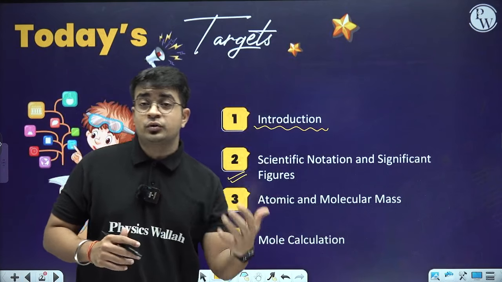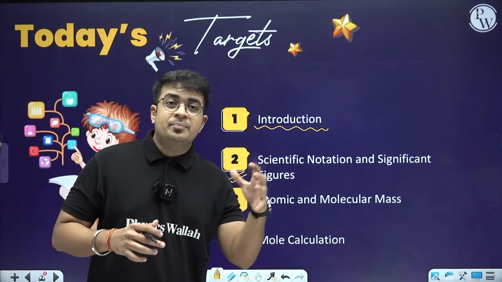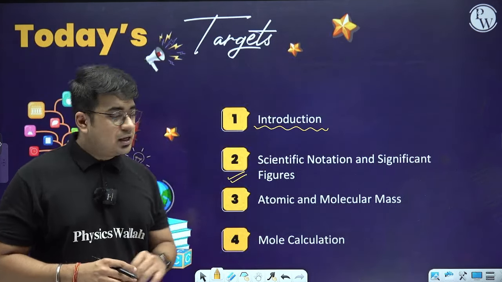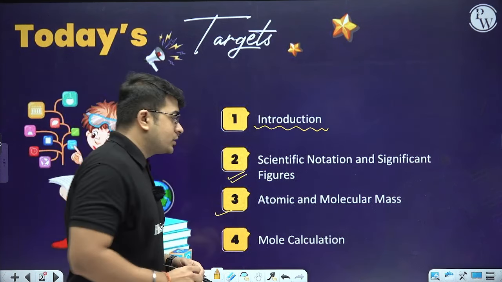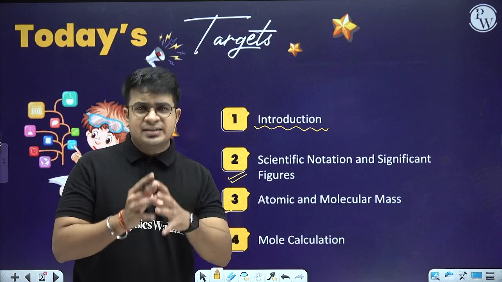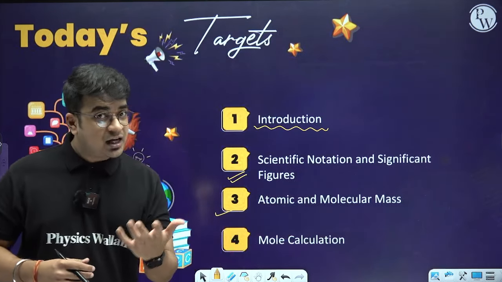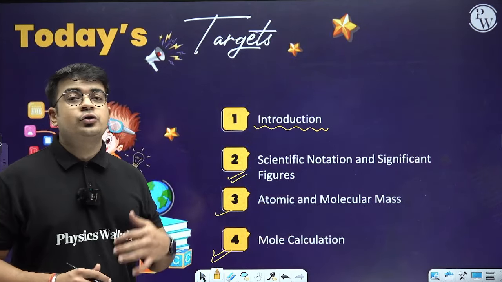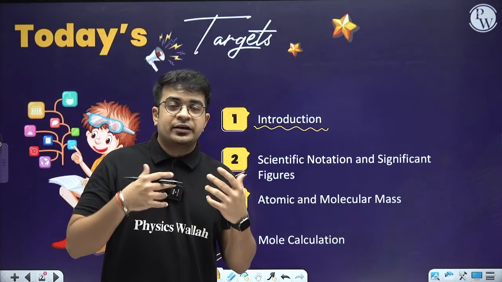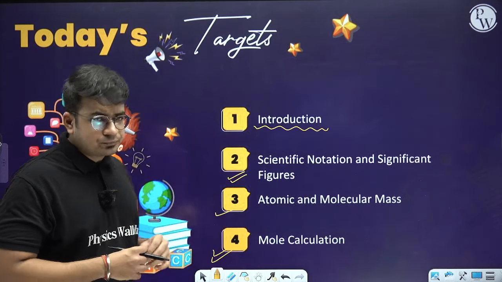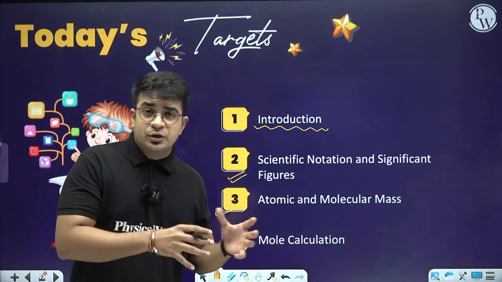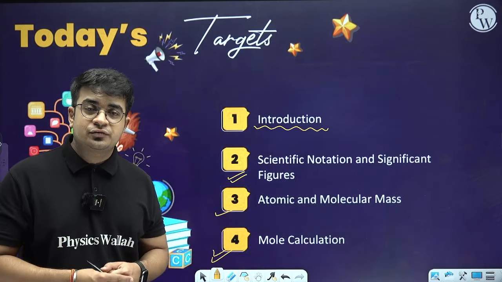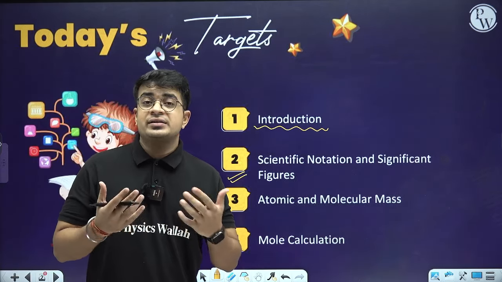What are the rules to write significant figures, and what are the mathematical operations correlated with significant figures. Then we move on to atomic as well as molecular mass, the basic understanding of this part, and the last and most important portion, which is mole calculation, how you are going to calculate mole whenever you are dealing with a question. In this lecture we are going to discuss certain questions from NCERT itself, as well as certain questions from your previous year examinations.